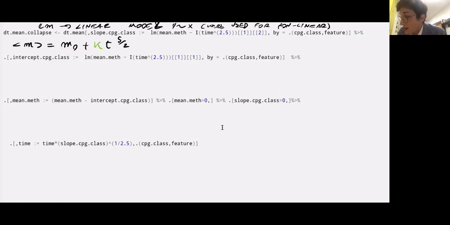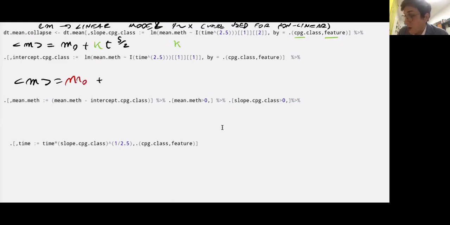And this first line will give me the value of k, by CPG class and feature. So for each CPG class, which means CPG density, and for each feature, in this case we have only the unbiased, we are going to find a value of k. Perfect. Then we have the second line. Now we want to know, as you might guess, the value of the intercept.